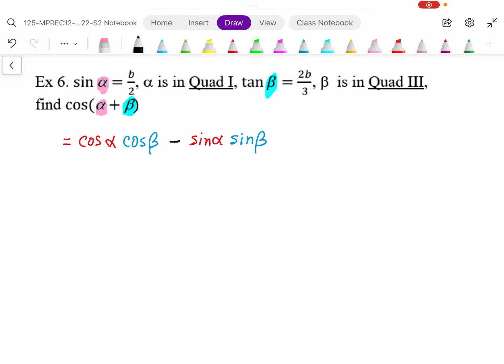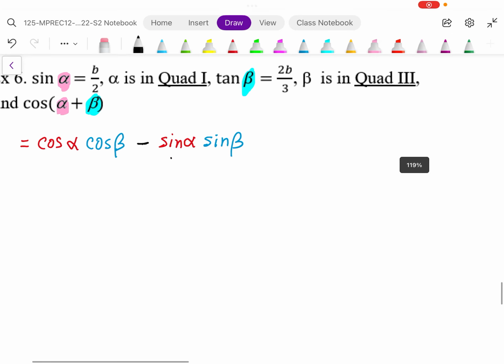So the first thing we're going to do is, since we're going to do cosine of alpha plus beta, whenever I see a plus in there like that, I need to apply an identity. So I've shown my identity. Cosine alpha plus beta is equal to cos alpha, cos beta minus sine alpha, sine beta.